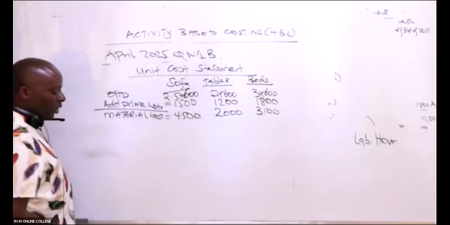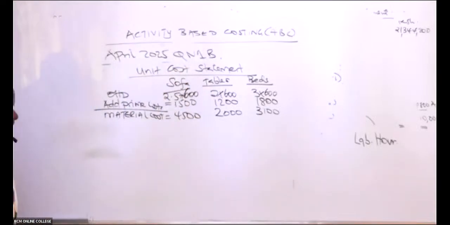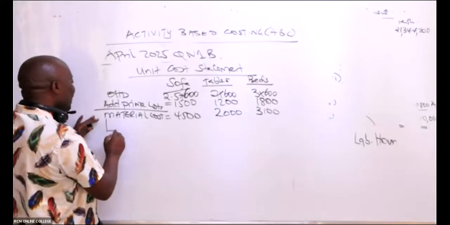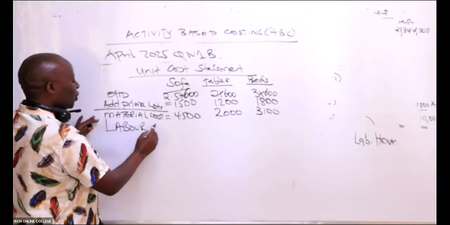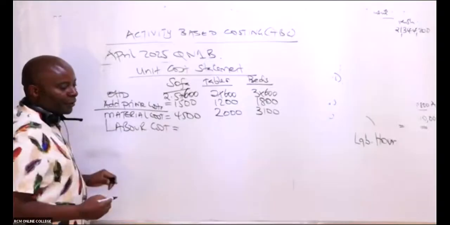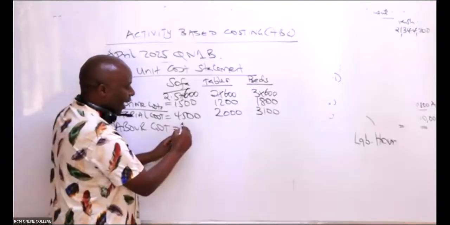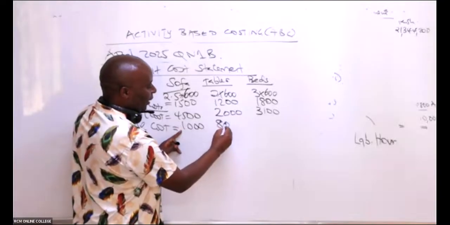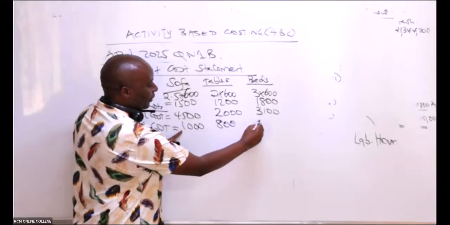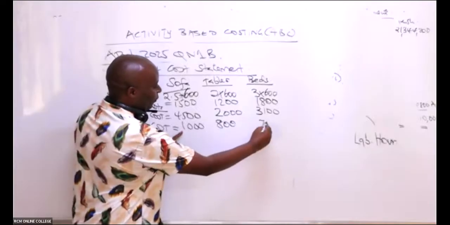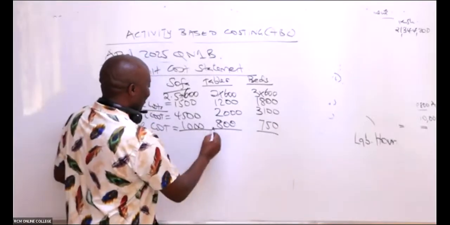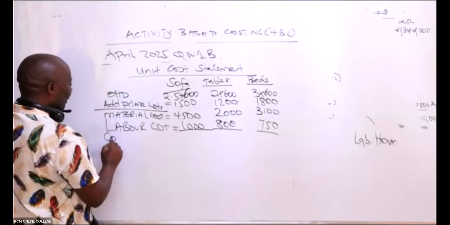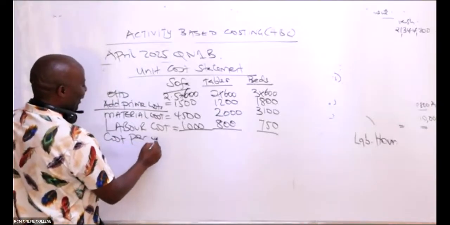Are you able to see the labor cost? Labor cost in shillings. 1,000 here. How about here? 800. How about this one? 150. 750, like that. That is the total cost. This will be the cost per unit.